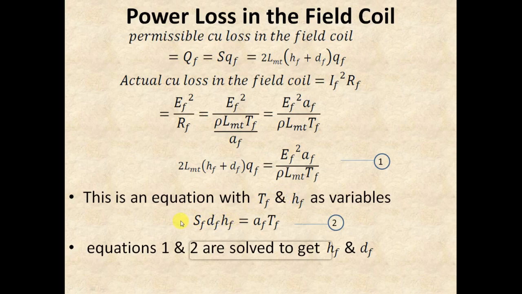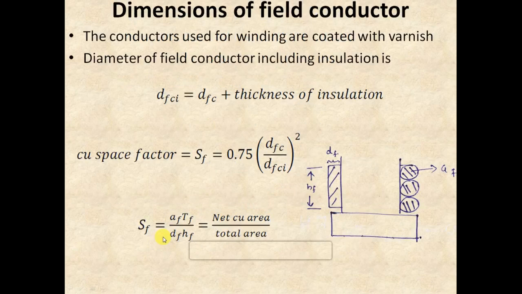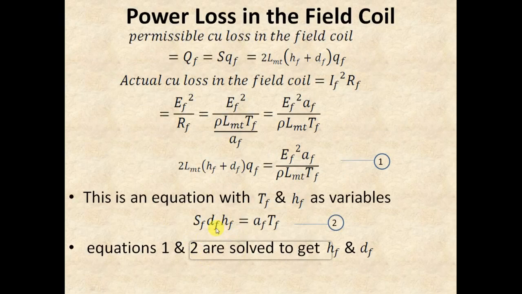The second equation can be obtained from the copper space factor relation. That is, from the standard relation of copper space factor, we very well know that SF is equal to AF TF divided by DF HF. From this, we will be getting the relation between HF and TF. That is also mentioned here, and it is marked as equation number 2. So while solving these two equations, we will be able to obtain the values of HF and TF.